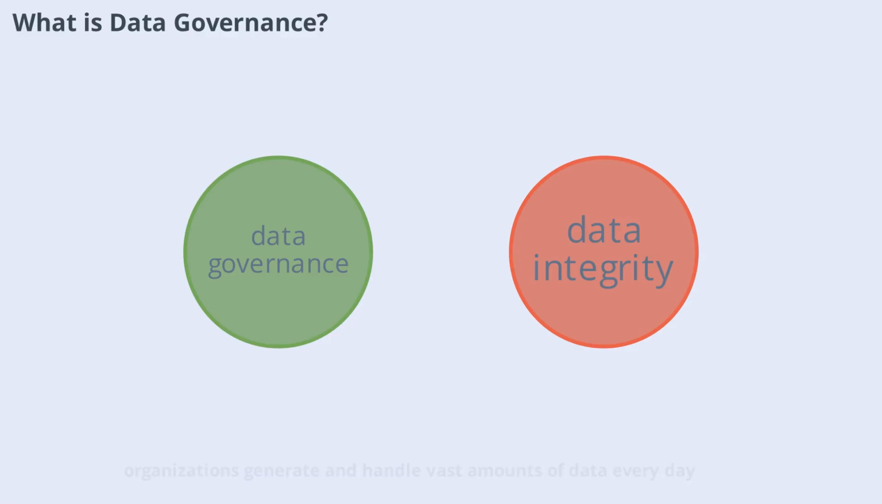In today's digital world, organizations generate and handle vast amounts of data every day. But how do they ensure this data remains accurate, secure, and compliant with regulations? That's where data governance comes in. Data governance refers to the set of policies and processes that help organizations manage data integrity, security, and compliance. It's about setting the rules for how data is handled, who can access it, and how it's protected.